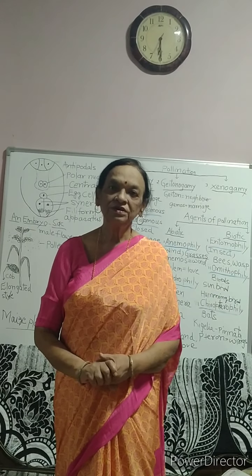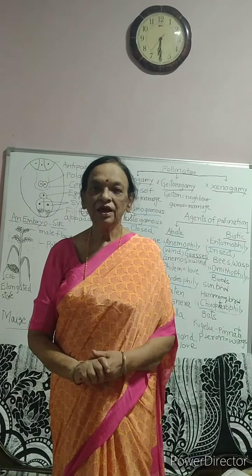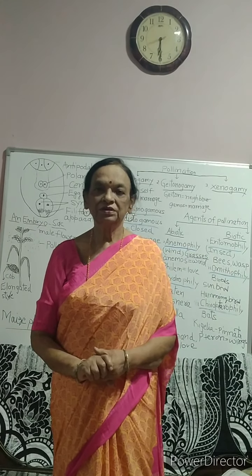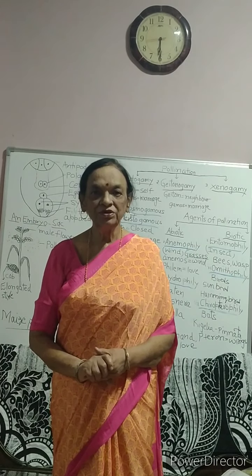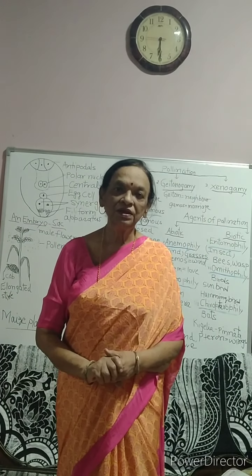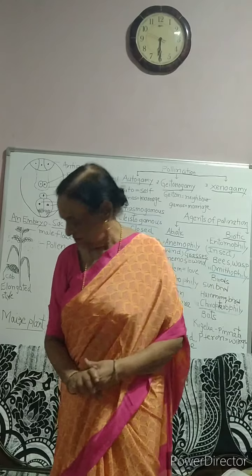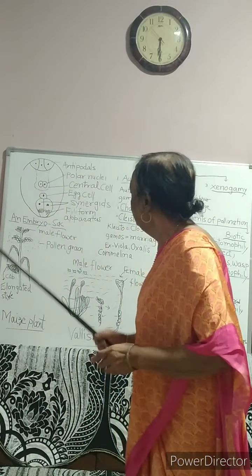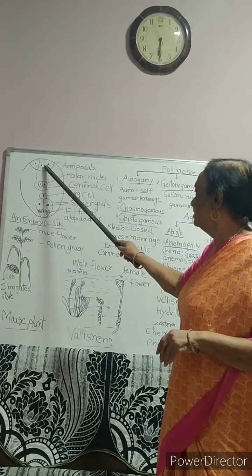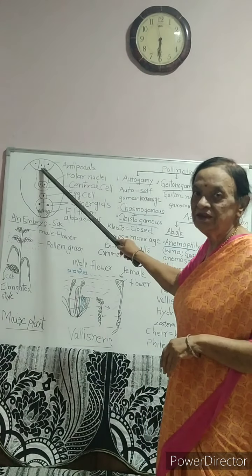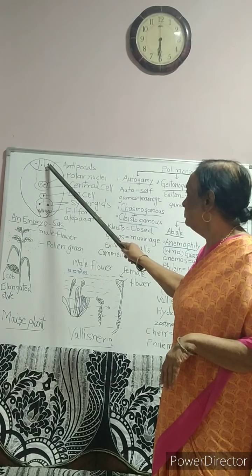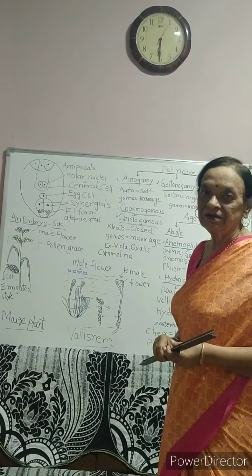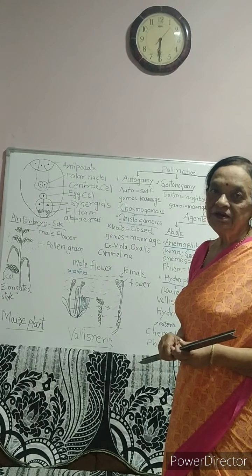Dear students, we are studying the embryo sac or female gametophyte. How many cells does the embryo sac have? Three cells towards the chalazal end are called antipodals.